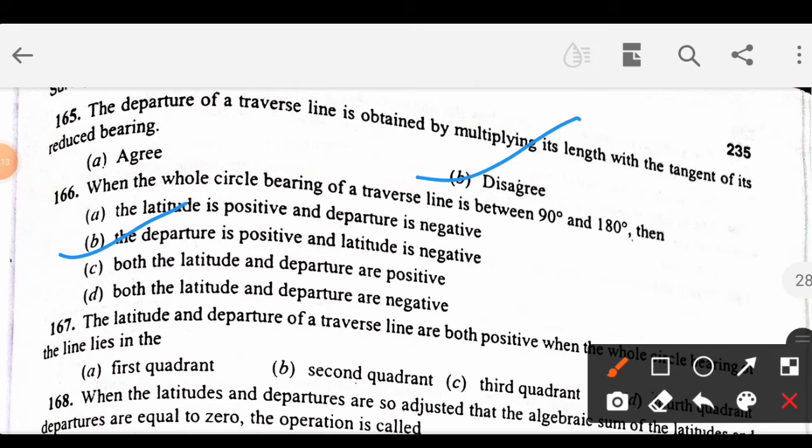The latitude and departure of a traverse line are both positive when the whole circle bearing of the line lies in the first quadrant. Correct answer A.